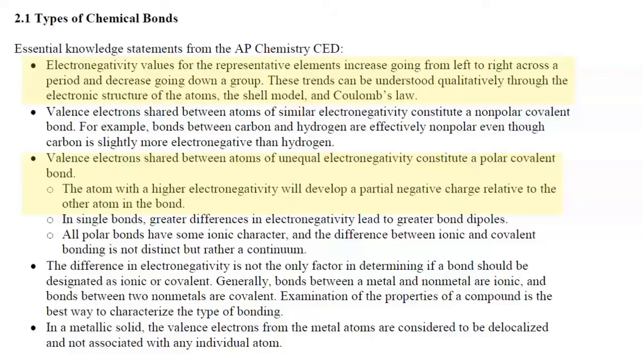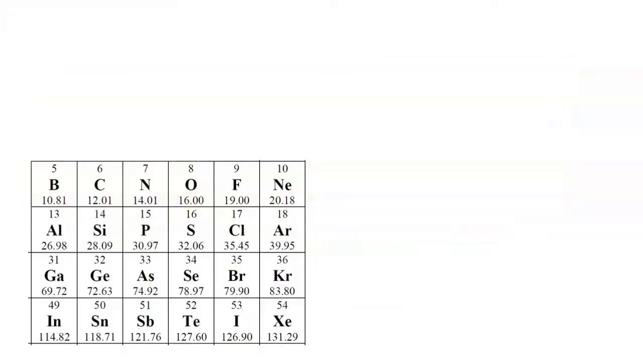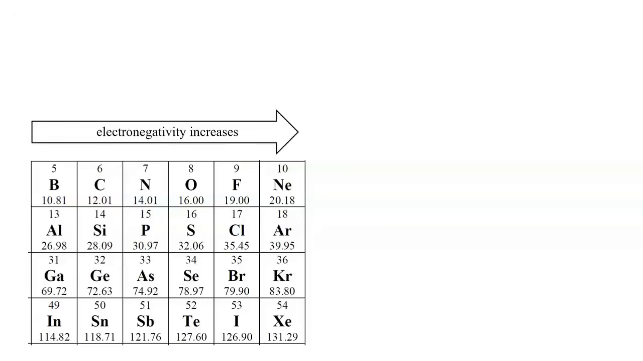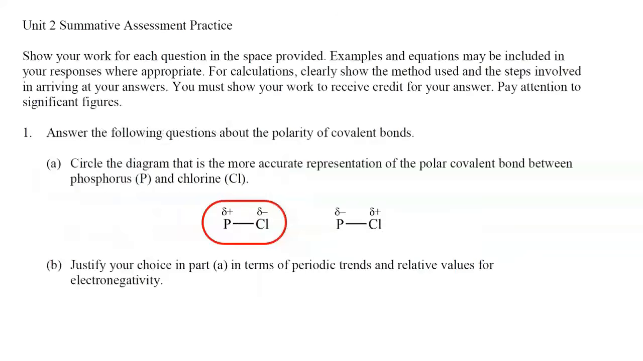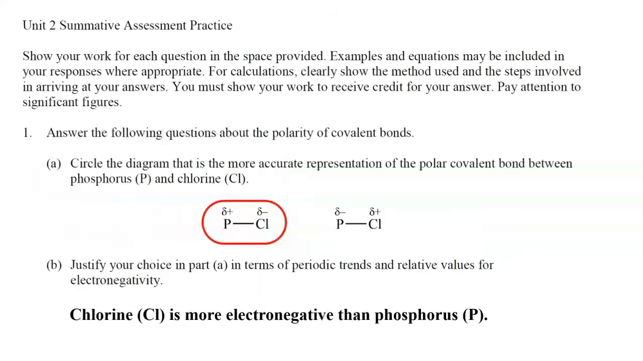So now let's take a look at phosphorus and chlorine. So we can see that phosphorus and chlorine are located in the same period. And remember that electronegativity increases from left to right across a period. So therefore, since chlorine is further to the right, that means that chlorine is more electronegative than phosphorus. So in that bond between phosphorus and chlorine, chlorine will carry a partial negative charge. Again, the justification in Part B is because chlorine is more electronegative than phosphorus.